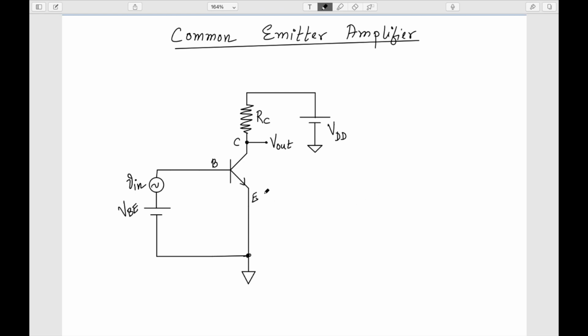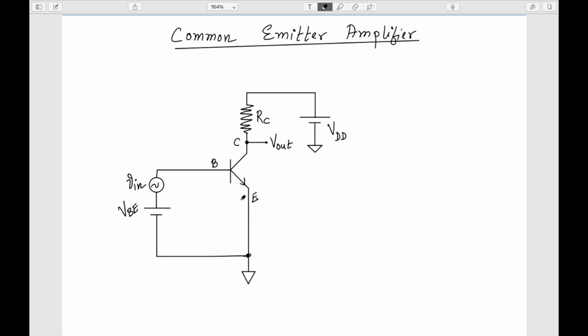Again, the same diagram which we had drawn previously, except the change in the VBE I have written as V in. So input is applied at the base and the output is collected from the collector. When we are seeing this change in the input, we are seeing it with respect to this ground, and the output also we are seeing with respect to this ground, and because the emitter is grounded, that's why this is called common emitter.